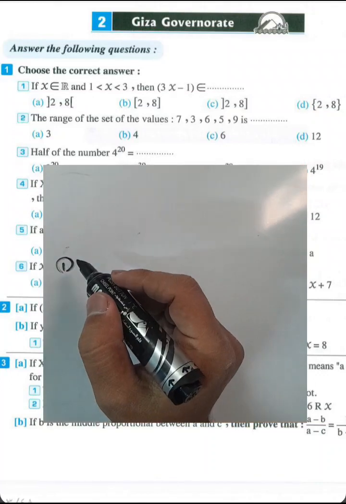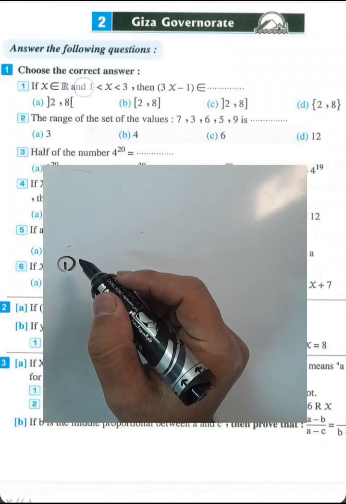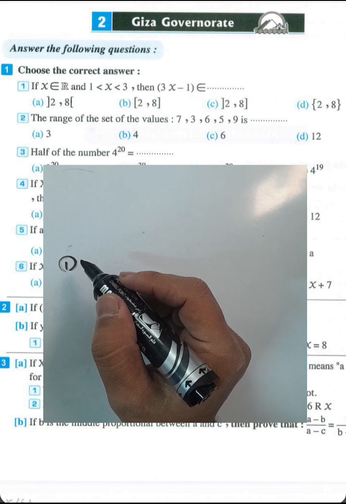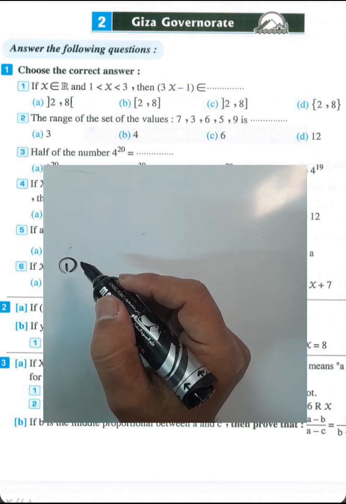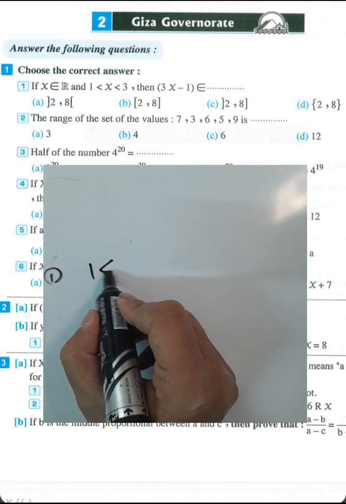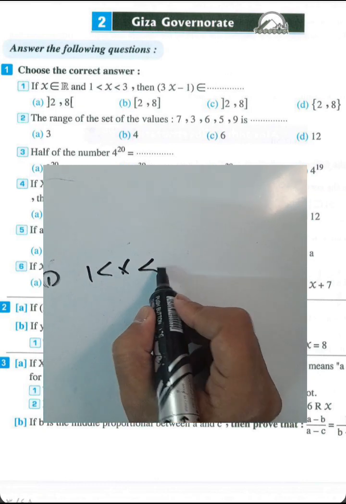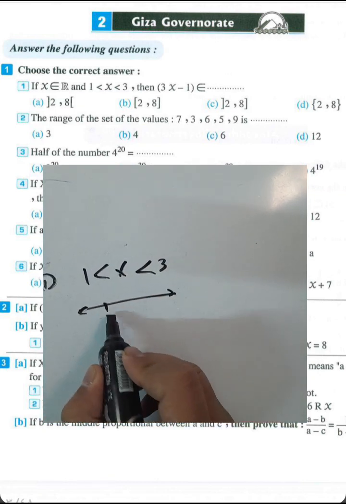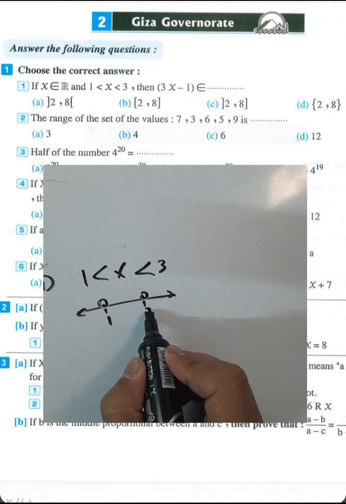If x belongs to R, where x is greater than 1 and less than 3, then 3x minus 1 belongs to what? We have the interval 1 less than x less than 3. It's the open interval from 1 to 3.